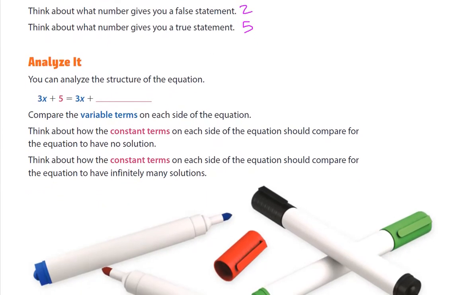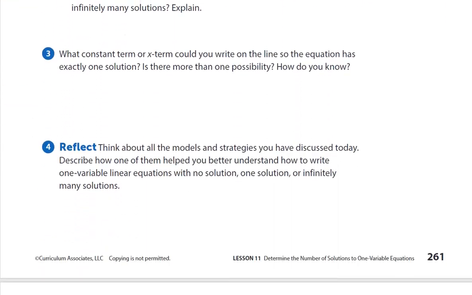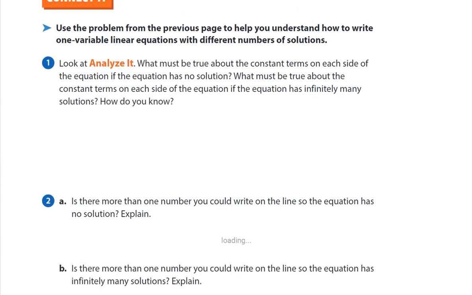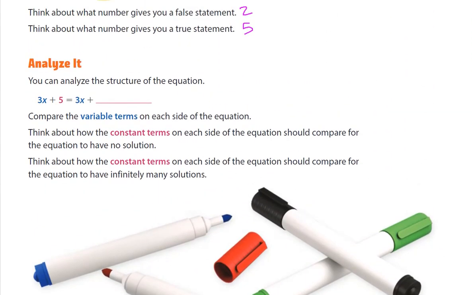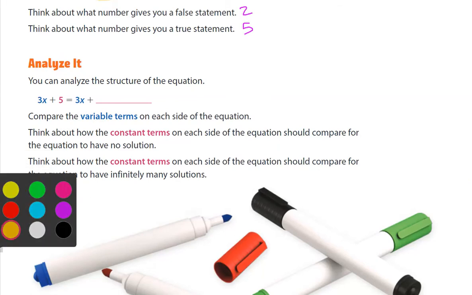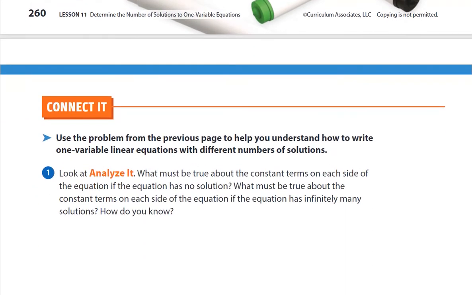And then the analyze it is the same basic thing, except it means, do it in your head. So, okay, now how are we going to analyze it? On page 261, number 1. Look at the analyze it. What must be true about the constant terms on each side of the equation? Remember, the constant terms are the ones that are not with a variable. So the constant terms are this one and whatever would go there. Those are the constants because they are constantly the same thing.